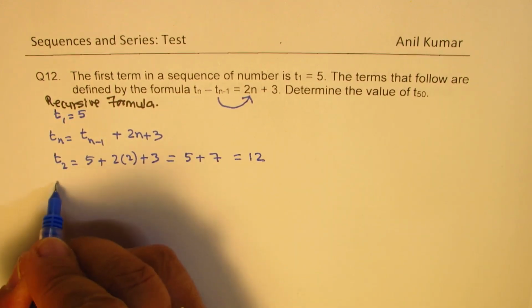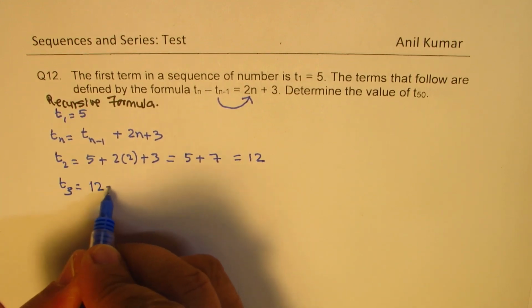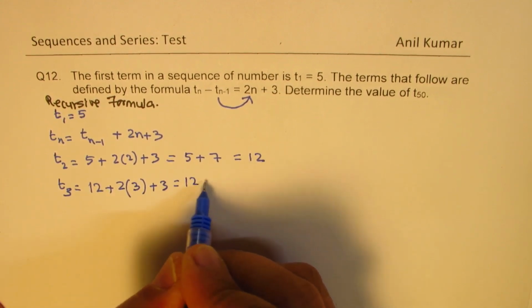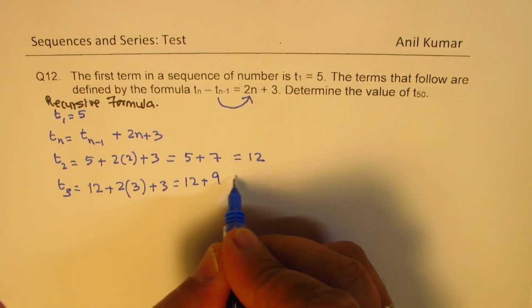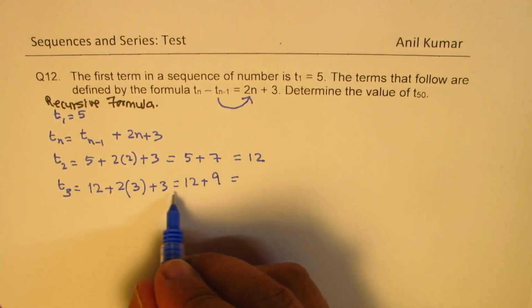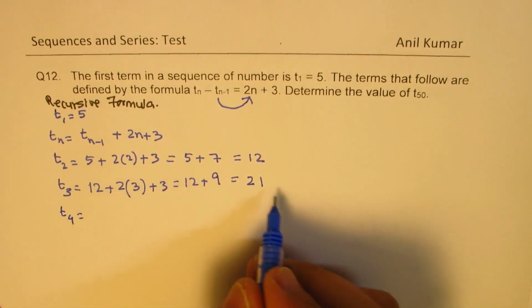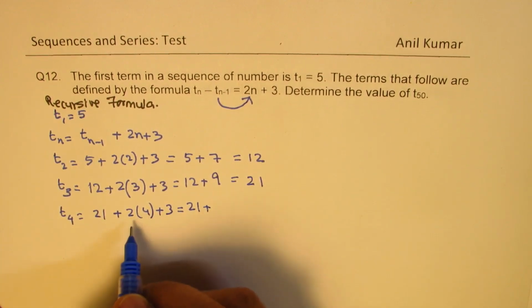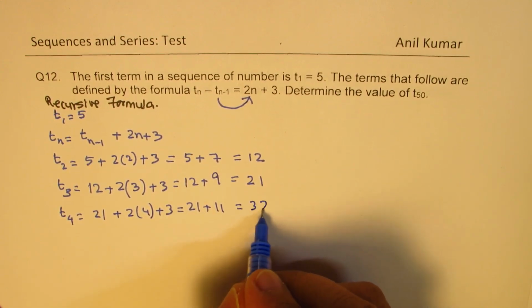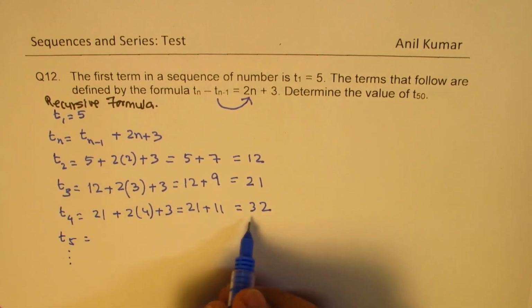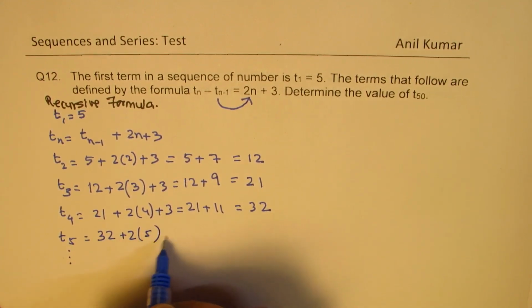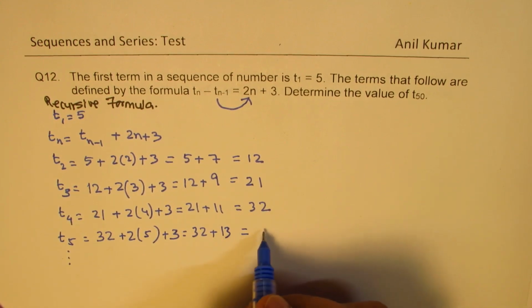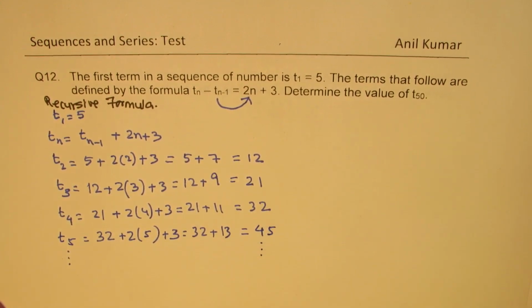Which is 12. Now t3 will be 12 plus 2 times n, which is 3 for us now, plus 3, which is 12 plus 2 times 3 is 6 plus 3 is 9, right? So you see this is also stepping up by 1, and we get here 21. t4 will be 21, the last term, plus 2 times 4 plus 3, which is 21 plus 8 plus 3 is 11, and you get 32. And we can write the last term as 32. t5 is 32 plus 2 times 5 plus 3, which is 32 plus 10 and 3 is 13, which is 45. Correct. So likewise, this is the series which you get.